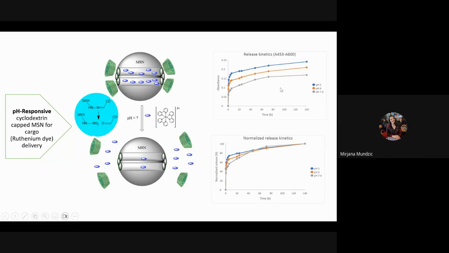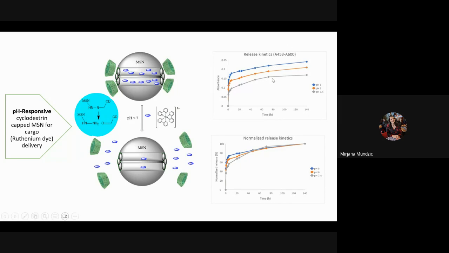We perform these experiments in vials. We disperse the material in buffers of different pH values, so pH 5, 6, and pH 7.4, as shown here in different colors. Then we stir that material and centrifuge it after certain points of time, and then we measure the absorbance of the supernatant. After the measurement, we return the supernatant to the material, we vortex it, and then we continue with the stirring till the next time point. So this is what we got.